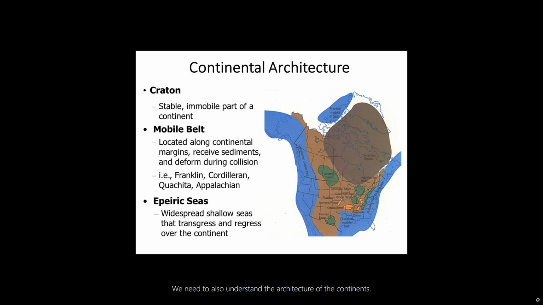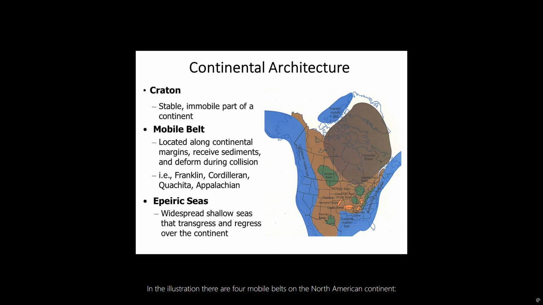We also need to understand the architecture of the continents. A craton is the stable, immobile part of the continent. In this illustration to the right, the dark brown part of the diagram is the North American craton, called the Canadian Shield. Mobile belts are located along continental margins. They receive sediments and deform during continental collisions. In other words, they are areas where mountain building occurs.